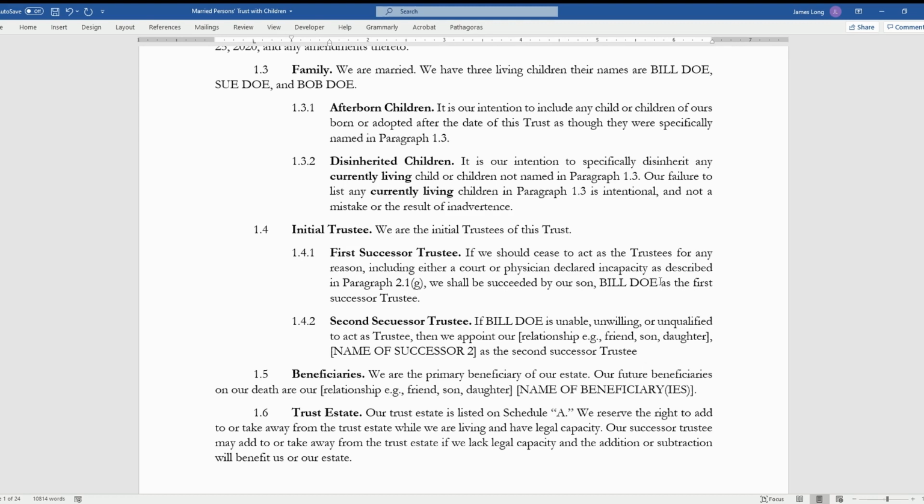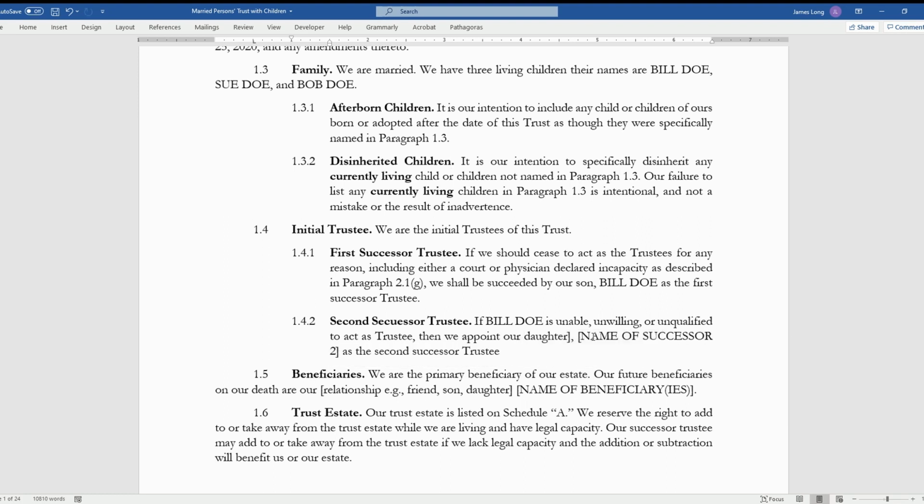But if you just put, we appoint Bill to be our successor, people can sometimes question who that is, even though maybe everyone would know it's your son. It's best if you put a relationship there. That way, if ever it's reviewed by a court, the court can be absolutely certain that that's who you meant. So in this case, the second successor trustee is going to be their daughter.